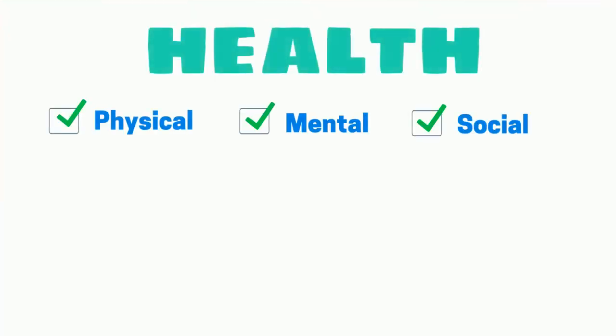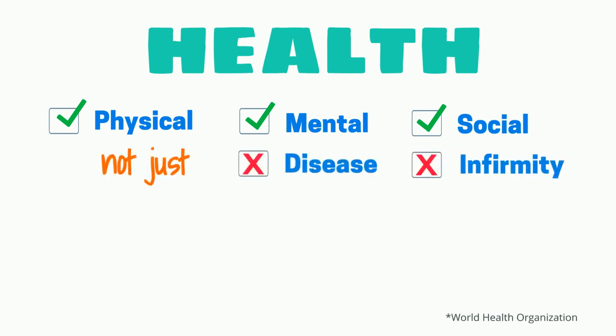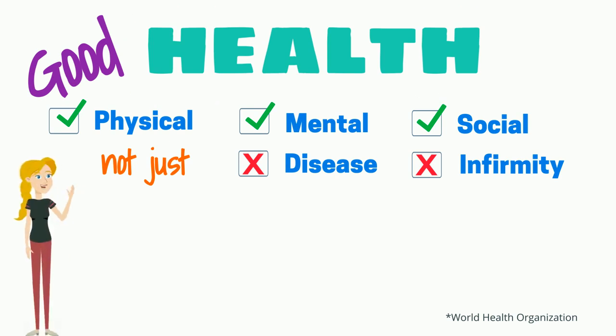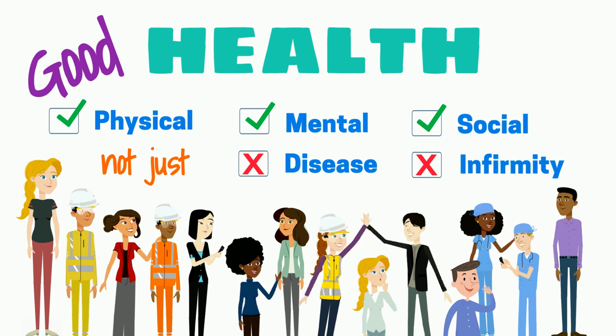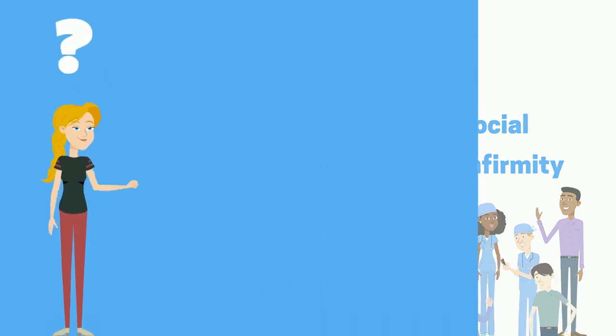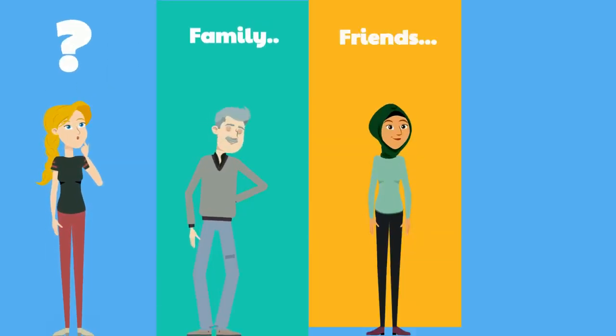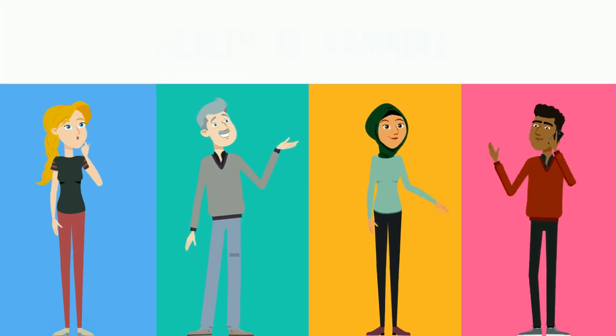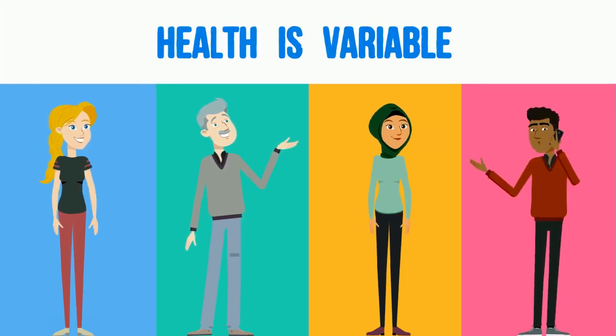Health. It's the state of complete physical, mental, and social well-being, not just the absence of disease or infirmity. And good health is something we strive to achieve, not just individually, but also as a community. But if we look around us, our family, friends, and others, we know that health is very variable.